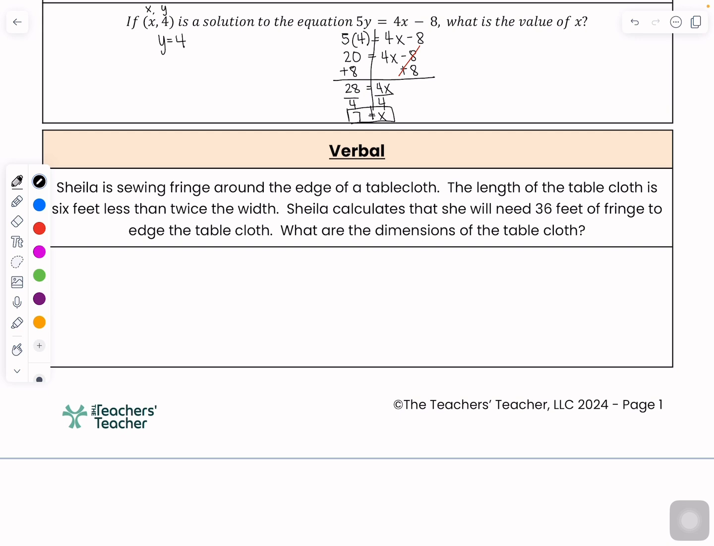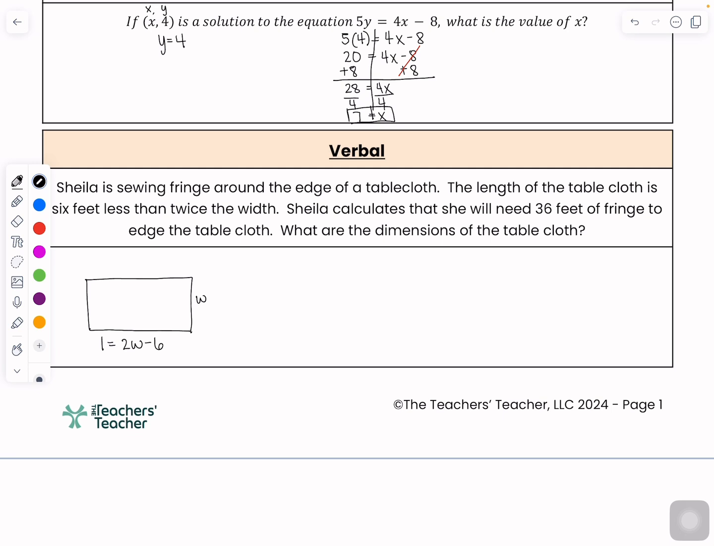Now, when working with a verbal description, I think it's important to draw a picture if you're able to. So Sheila is wanting to create a rectangular tablecloth, and she's wanting to put fringe around the perimeter or edge of the tablecloth. She knows the length of the tablecloth is equal to 6 feet less than twice the width. We know the width is just w. She's calculating that she's going to need 36 feet of fringe, and she wants to determine the dimensions.